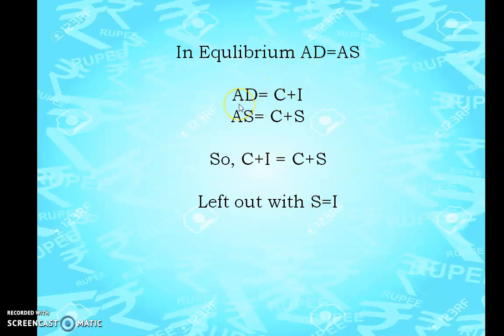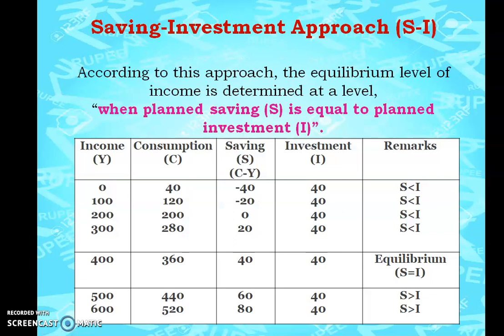And we learned these formulas also. Aggregate demand is nothing but what? Consumption plus investment. And aggregate supply, what was the formula that we have learned? That is consumption plus savings. Okay, and equilibrium condition is wherein your AD is equal to AS. So this is equal to this. So if you cancel both the C's, we are left with what? We are left with savings is equal to investment. Okay, so that is what we are going to see.